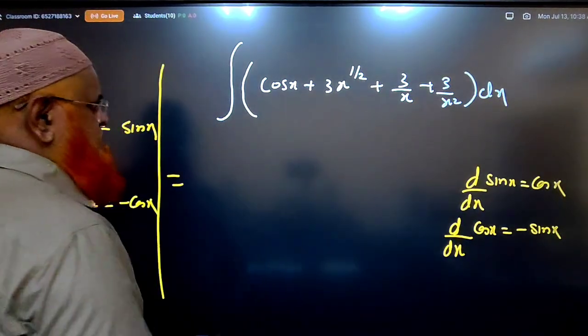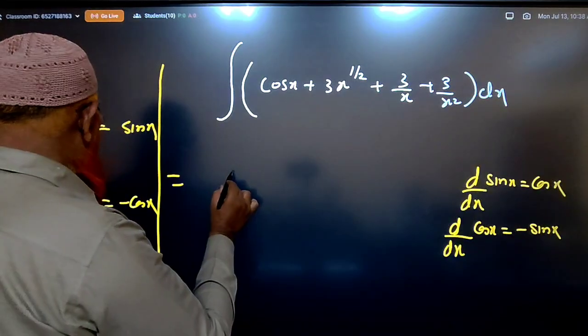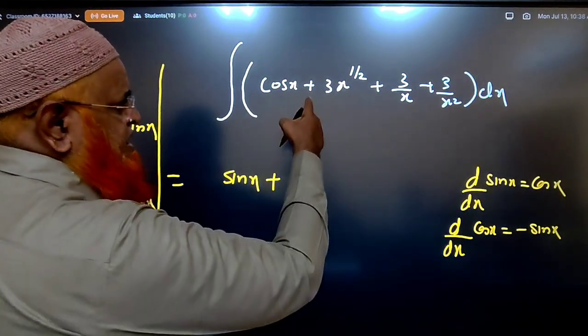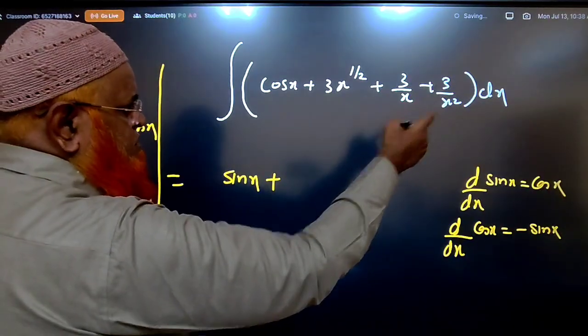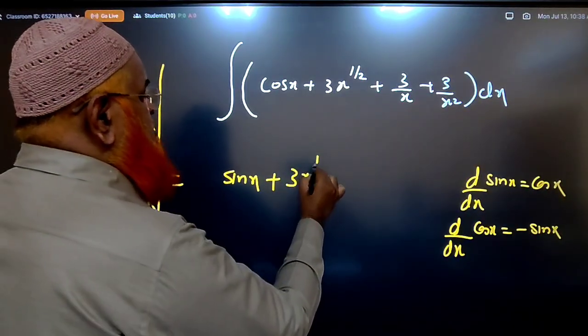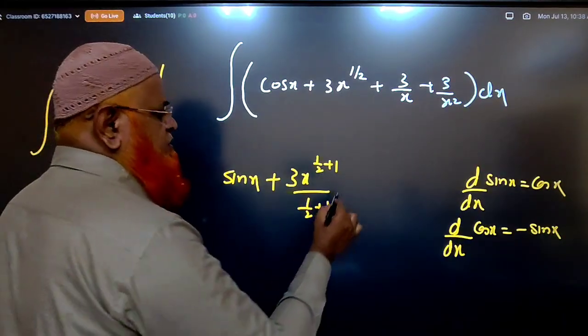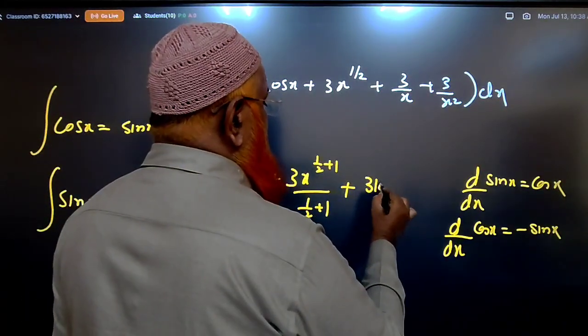So what are you going to get now? The integration of cos x is how much? Just sin x, plus 3x power of 1 by 2 into dx is going to be 3x power of 1 by 2 plus 1 by 2 plus 1. You can just simplify this one, plus 3 log x.